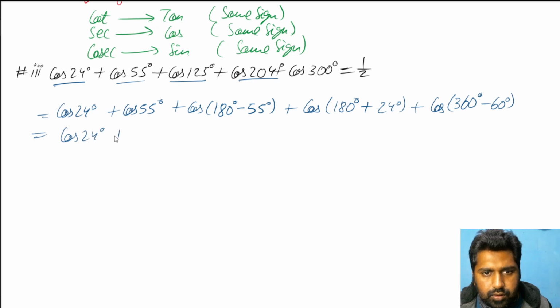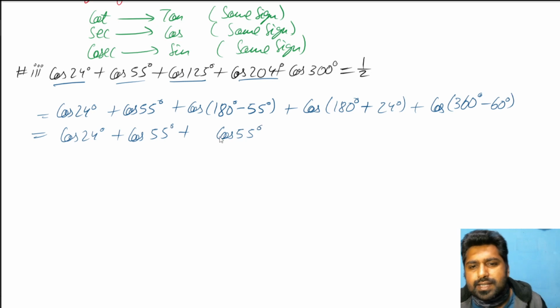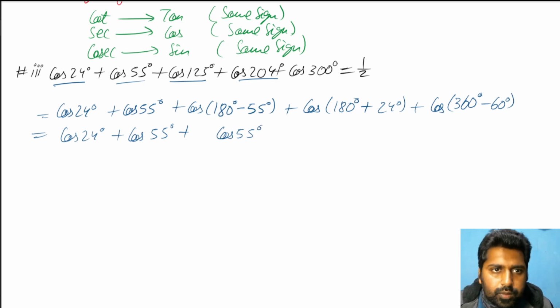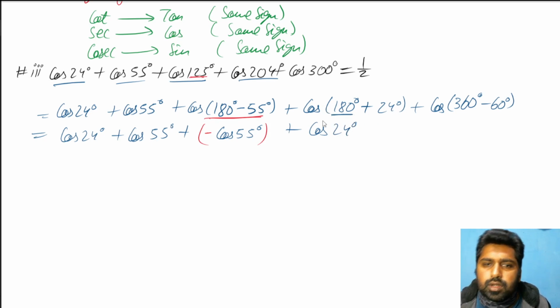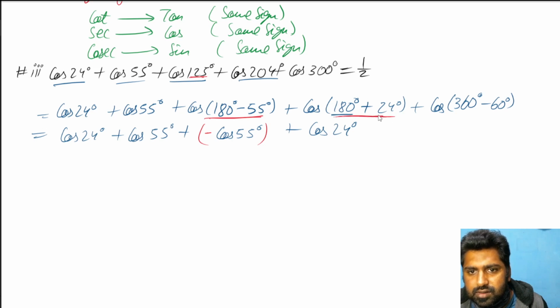Cos 24, cos 55, 180 minus theta is no conversion, 180 means no change, cos 55. All I have to do is decide the sign. 180 minus is in the second quadrant, and cos in the second quadrant is negative. Same thing here, cos 24, 180 is there, so no change, so it will be cos 24. But what about the sign? This is the third quadrant, either you decide from 204 directly or from 180 plus. 180 plus is in the third quadrant, and again cos is negative.